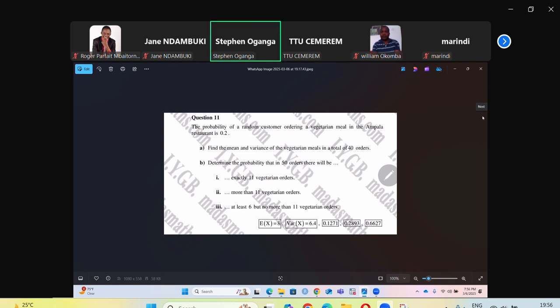So what is the expected value of X, or the mean of X? It will be 0.2 multiplied by 40, which will give us 8. Which is the answer that we have down there. This 8 here. Is that okay?